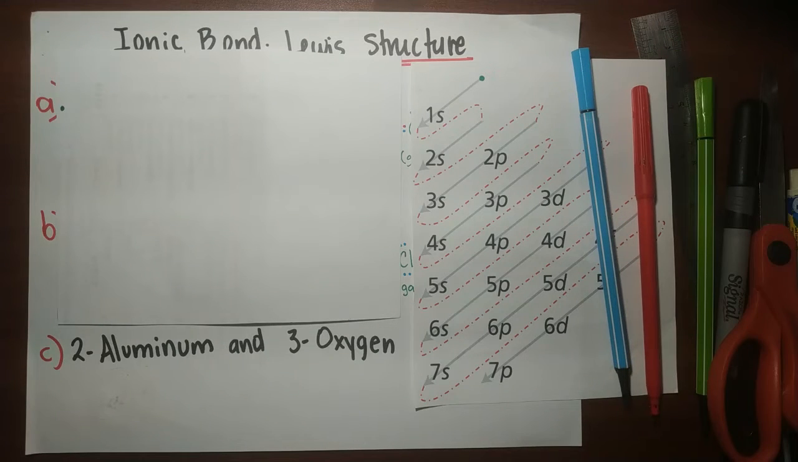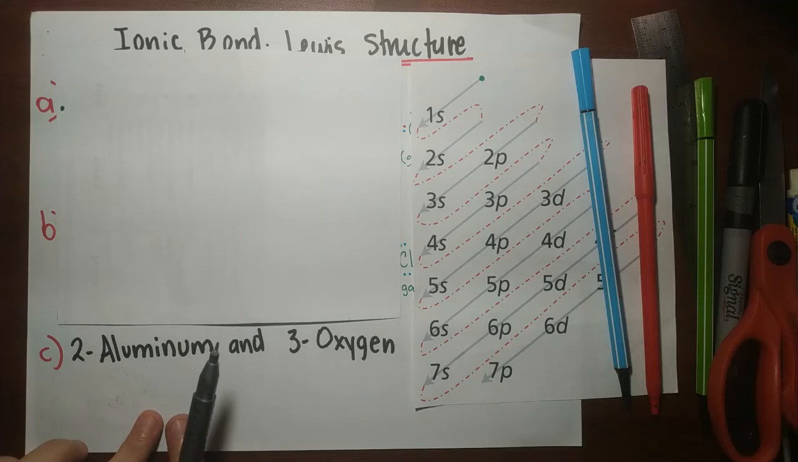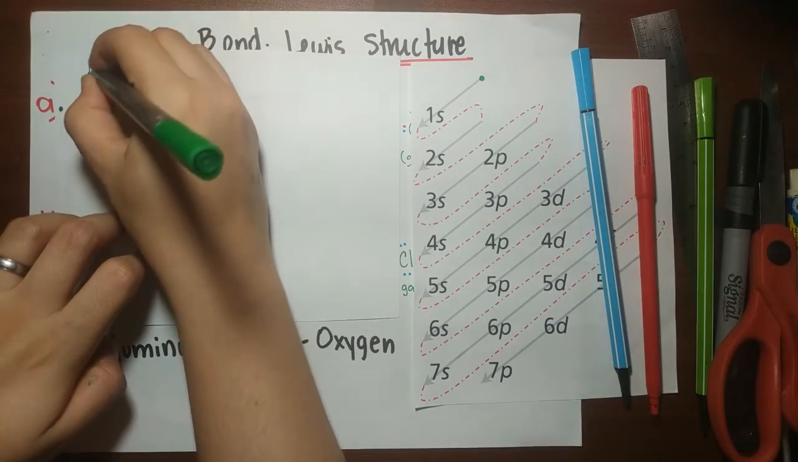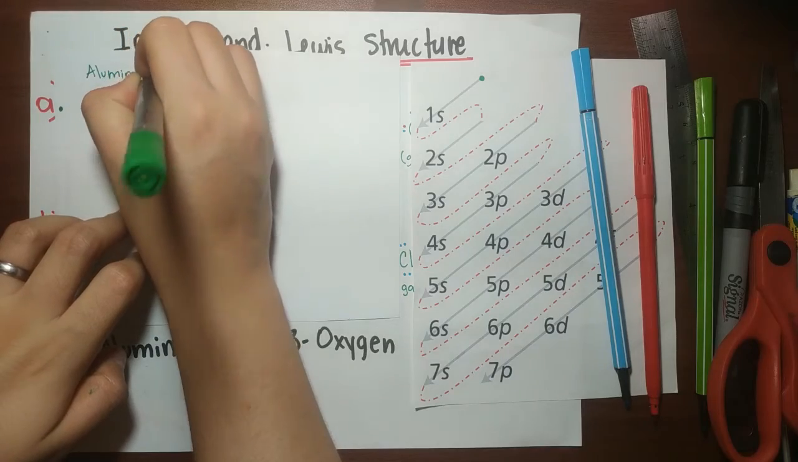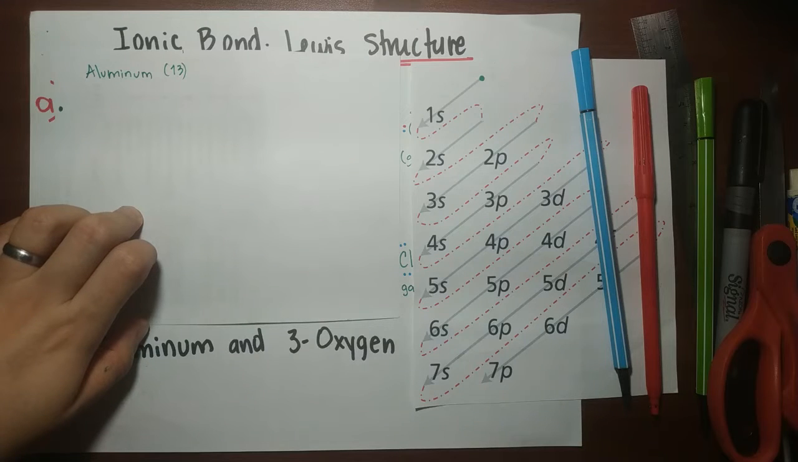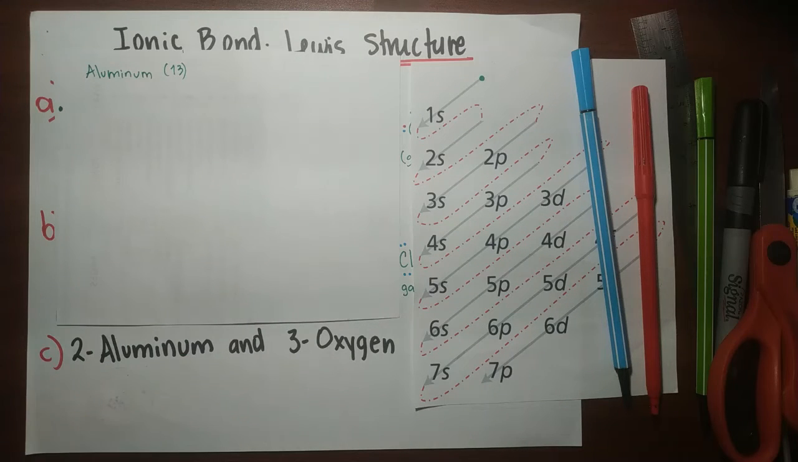Now for the third example, we have 2 aluminums and 3 oxygens. So the first step is we're going to build the electron configuration notation for aluminum and oxygen. Afterwards, we're going to do the Lewis structure for each atom, and then we're going to do the ions. So first we have aluminum, which is, if I'm not wrong, number 13. If I'm wrong, forgive me. Nope, I was right. It's number 13.